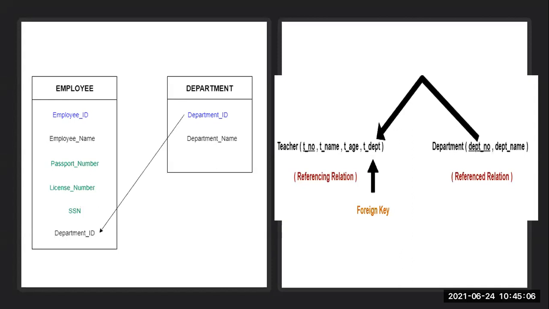Okay, I hope you are clear with the foreign key. To create a table, first of all create the table having a primary key. After that, you can create the table which is going to have a foreign key. If you create the foreign key table first, it will not work, guys. You have to create the primary key table first, then you can proceed.